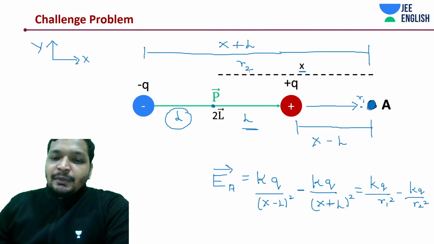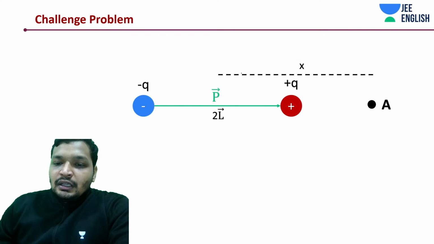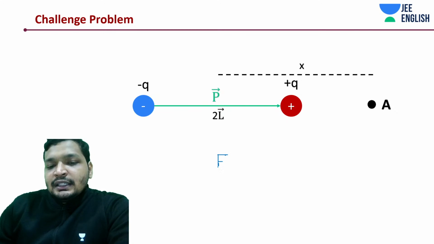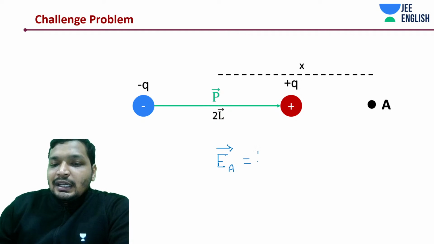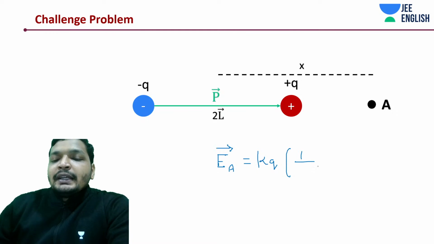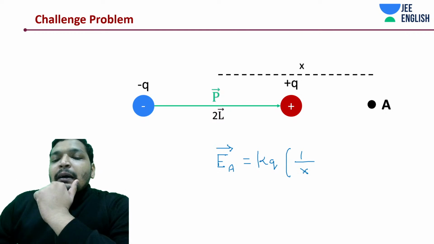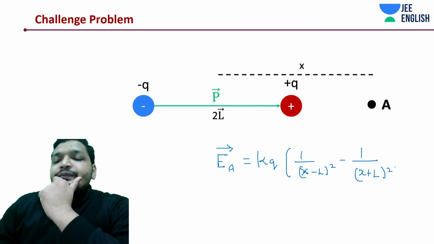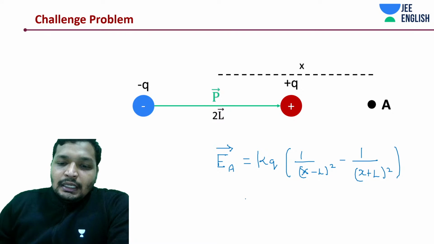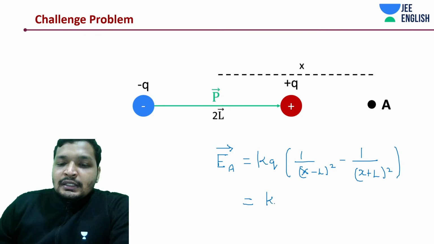Let's start simplifying this. I'm just simplifying this part. So simplifying that equation, the electric field at point A is going to be K and Q taken out as common. In the earlier one, it would be 1 divided by (X minus L) whole square, minus 1 divided by (X plus L) whole square. This is quite simple, guys. Just focus.